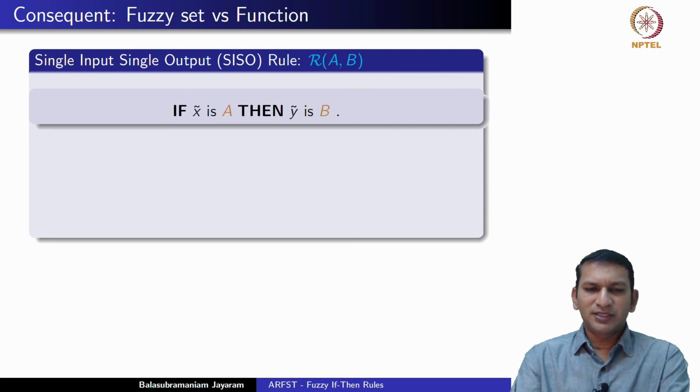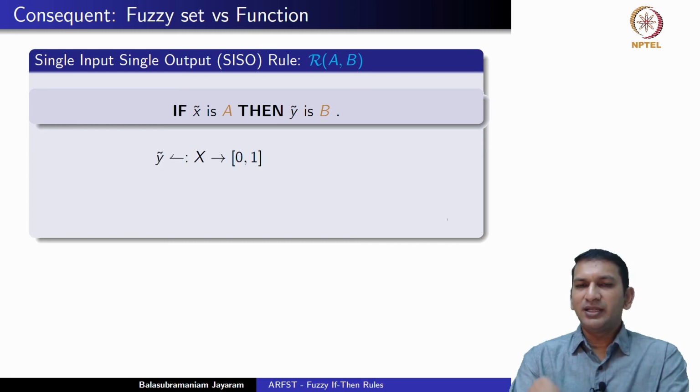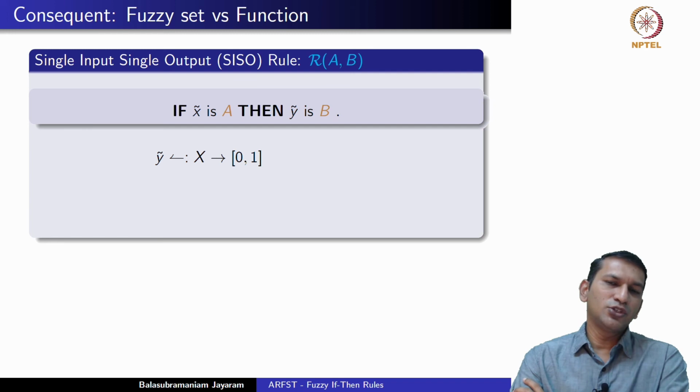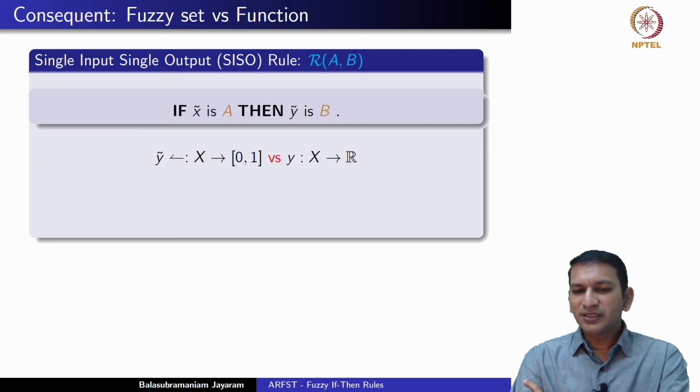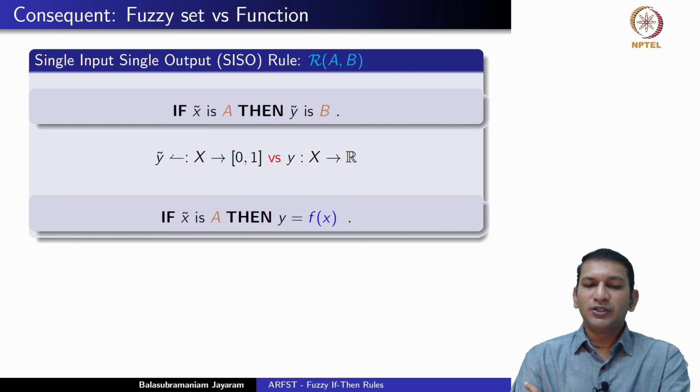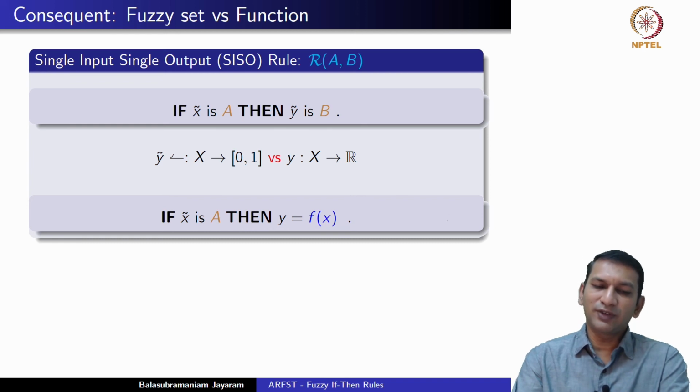Look at this rule. It's a single input, single output rule. If X tilde is A, then Y tilde is B. So essentially Y tilde is a linguistic variable which can assume a linguistic value, which can assume a fuzzy set defined on Y in this case, or X, whatever the case may be. Contrast this with if you just take Y to be a function from X to Y. So if your rule looks like this, if X tilde is A, then Y is equal to f of X. Y is essentially a function of X.